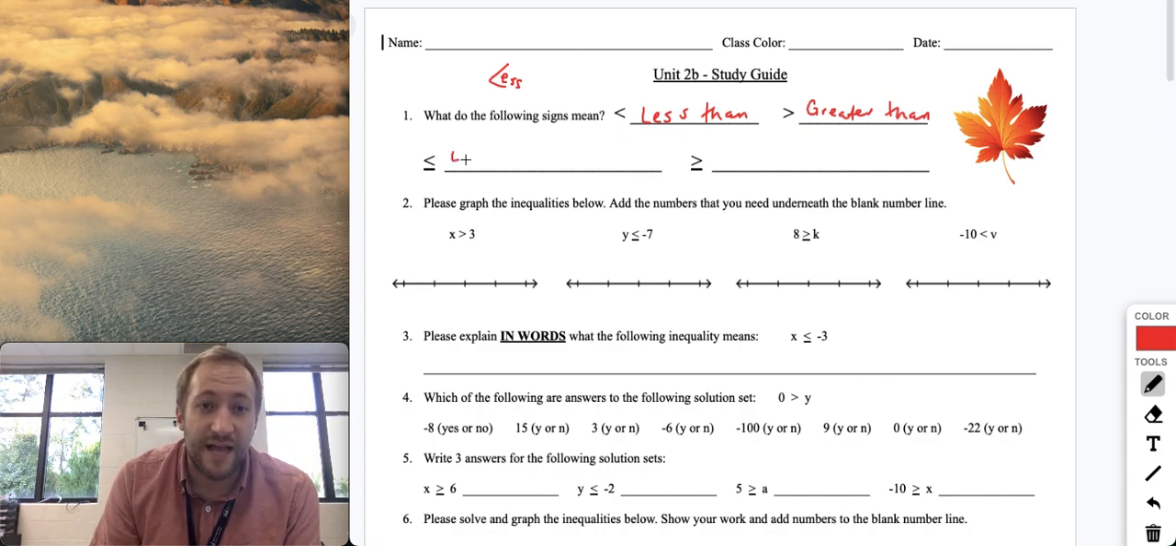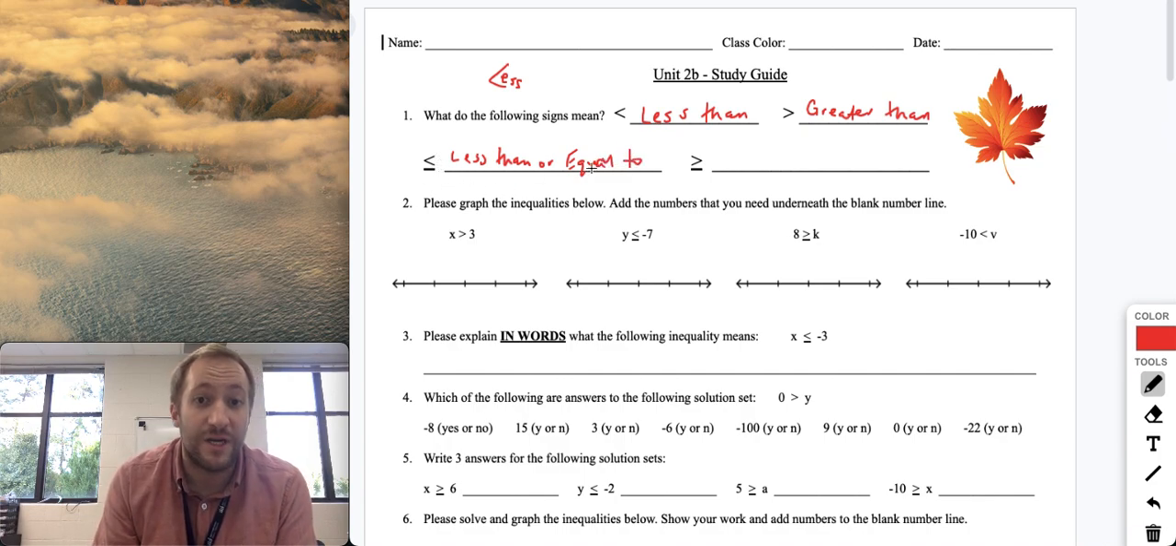This one is less than or equal to. It has that line underneath, which is literally half of an equal sign. So less than or equal to. And this one is, of course, greater than or equal to.